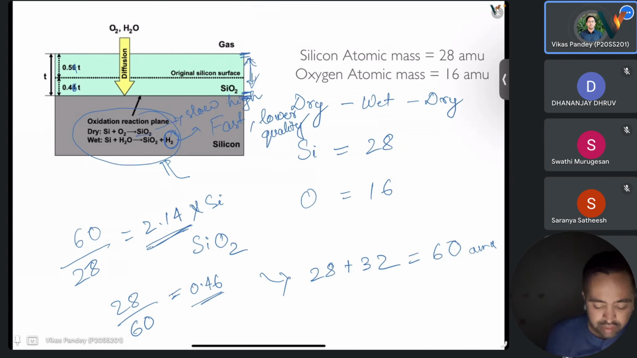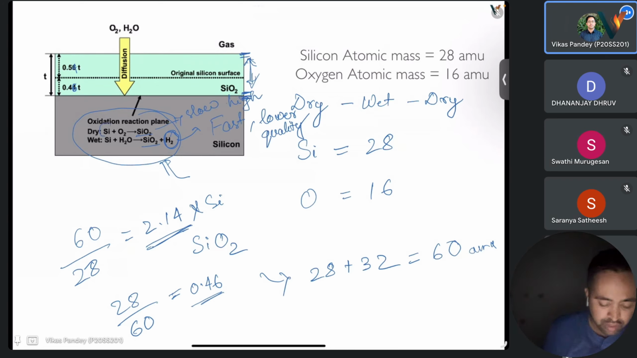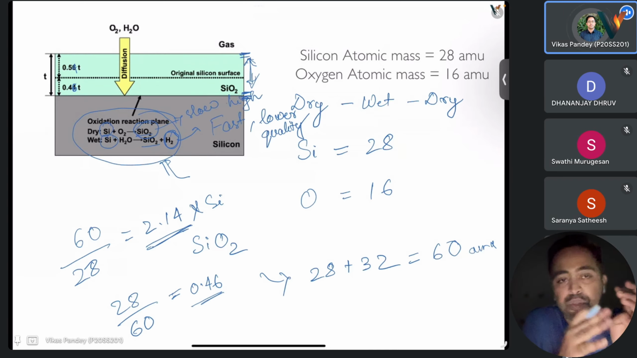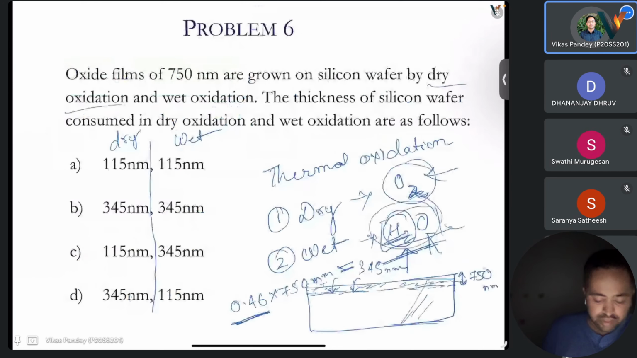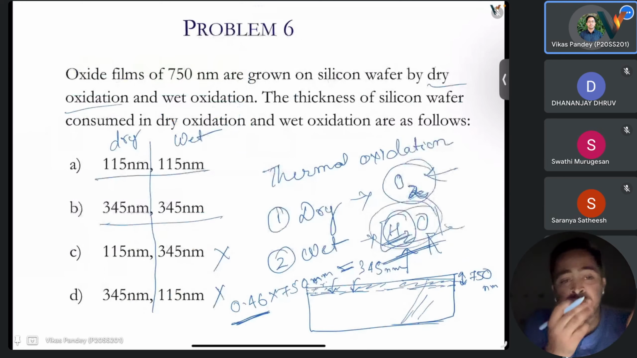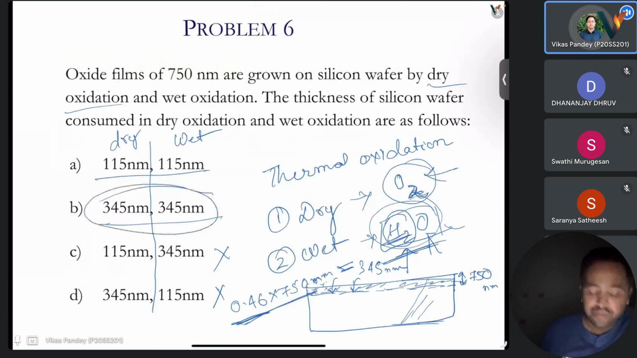But in both cases, the output is the same, a single molecule of SiO2. That is why the thickness that will be generated will still remain the same. If we are using one Si, the output is one SiO2. There is no increase. That is why this can be correct or this can be correct, this cannot be correct, this cannot be correct. Why? Because there are differences. And if we calculate using 0.46 into 750, we'll get 345 nanometer. Okay. Any confusion till here?